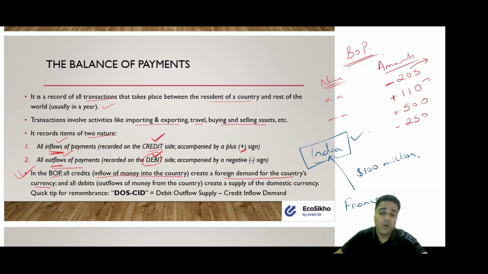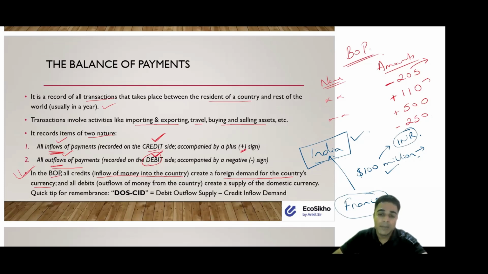One more thing over here is that the $100 million they are planning to spend here in India cannot be spent in US dollars. If you go to the Indian market and want to purchase something, people accept the domestic currency. People do not accept the foreign currency. So what needs to be done? The people in France who want to invest $100 million into India need to convert this into Indian rupees. And for that, they will be demanding Indian currency.